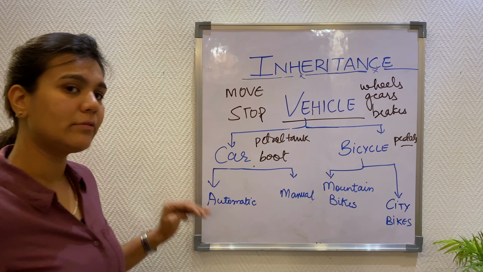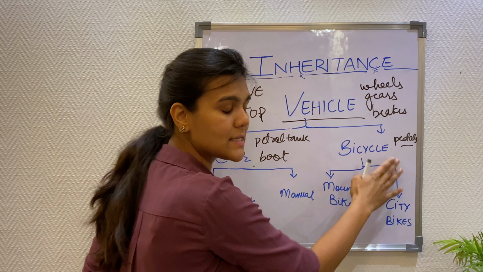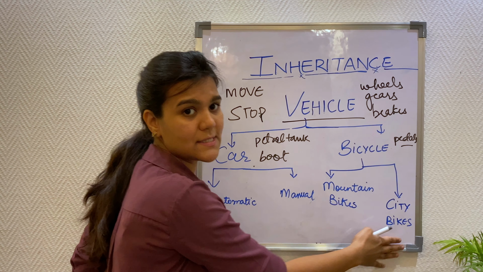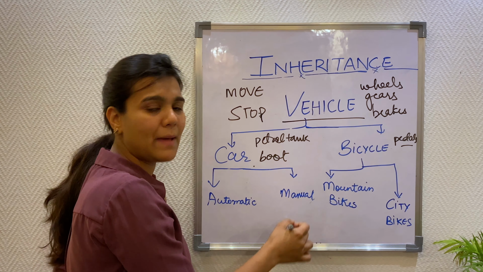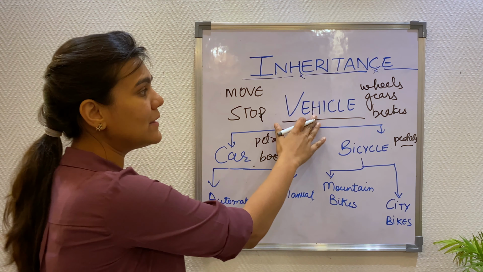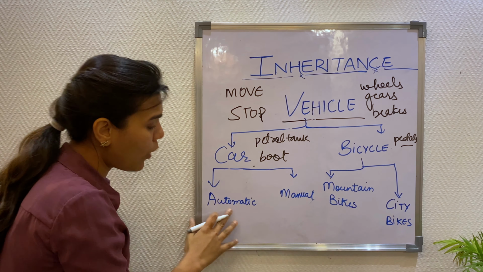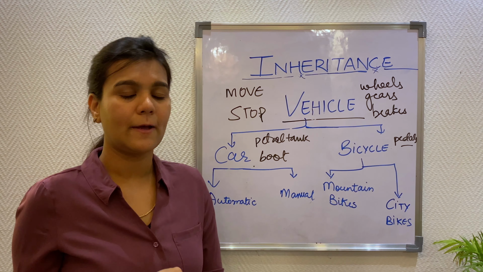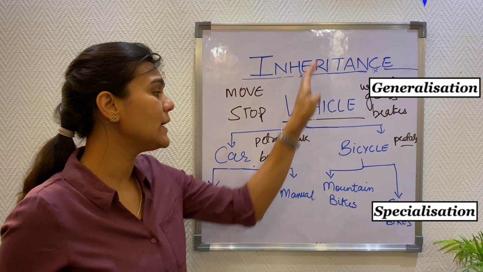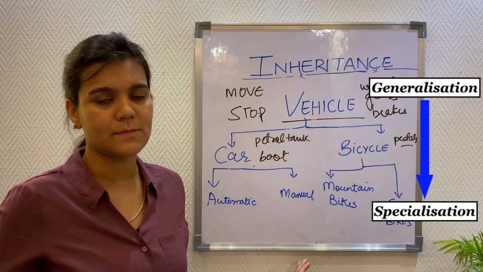I can further divide my cars into automatic and manual, while my bicycles into mountain bikes and city bikes. So you see how the class hierarchy can go as deep as needed. Vehicle is the most generalized class in this hierarchy, while the class automatic car is the most specialized class in the hierarchy. So you see, the further down you go in the hierarchy, the more specialized the class becomes.